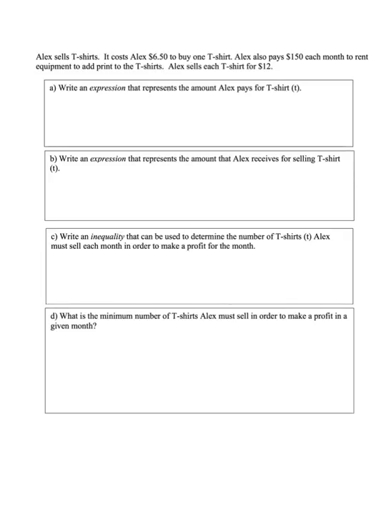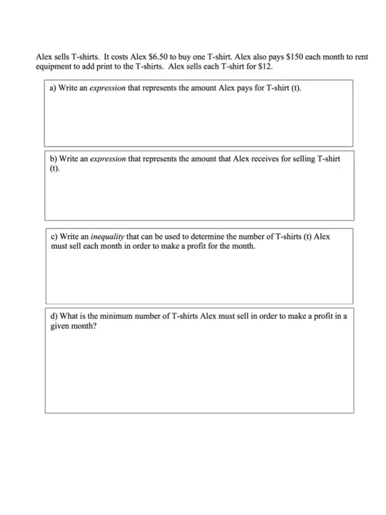One of the big topics we cover this year in Algebra 1B is modeling situations with equations and expressions, as well as inequalities. So for this problem, Alex sells t-shirts. It costs Alex $6.50 to buy one t-shirt. Alex also pays $150 each month to rent the equipment needed to add the print to the t-shirts. Alex then sells the t-shirts for $12.